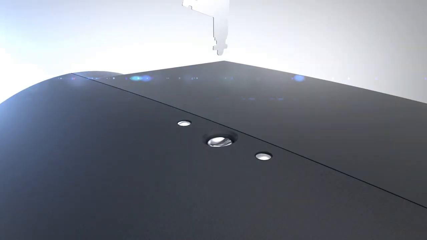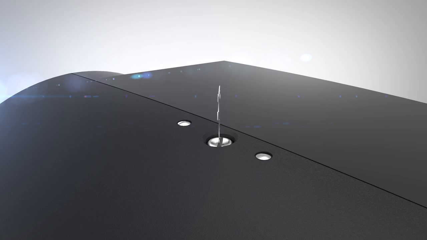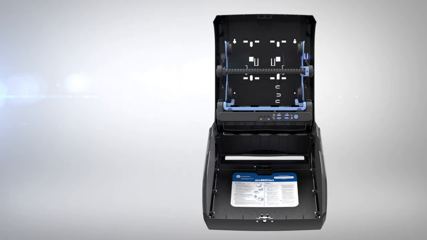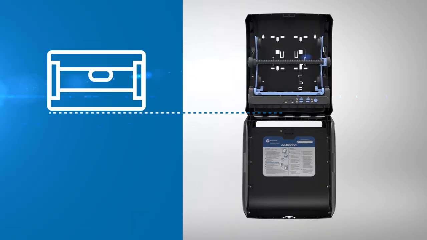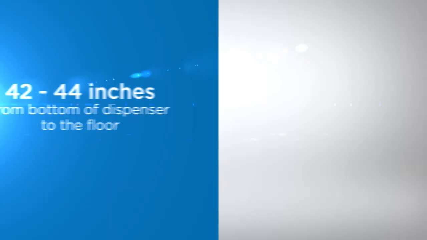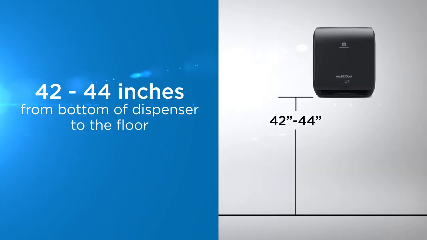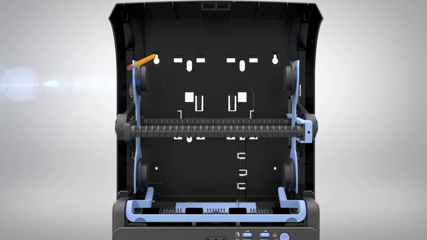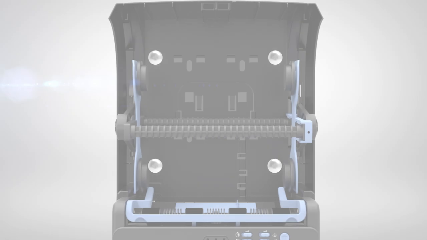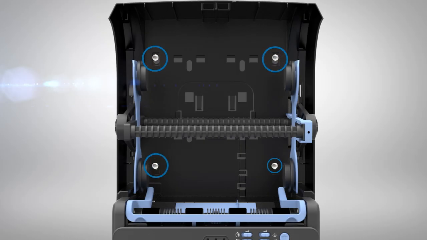To mount the dispenser directly to a wall, open the cover using the provided access key and position the dispenser so the bottom of the unit is level. The recommended distance from the bottom of the dispenser to the floor is 42 to 44 inches. Mark the screw locations where indicated. Secure the dispenser to the wall with 4 screws and appropriate anchors.